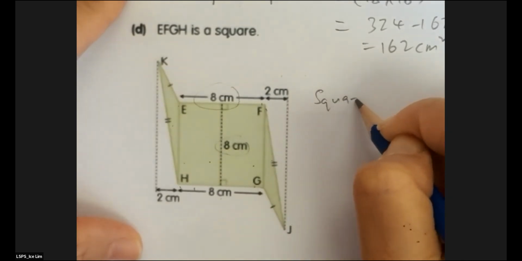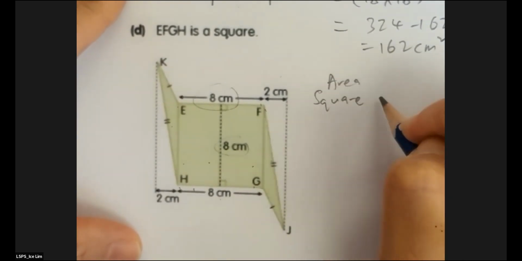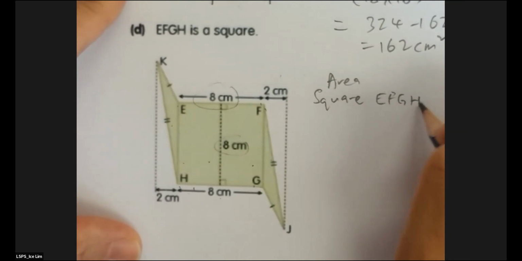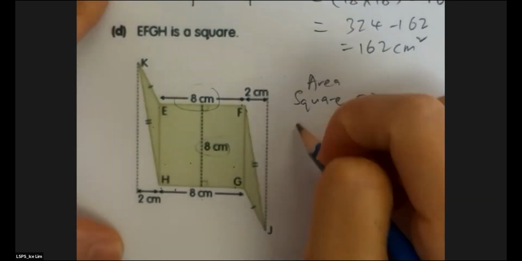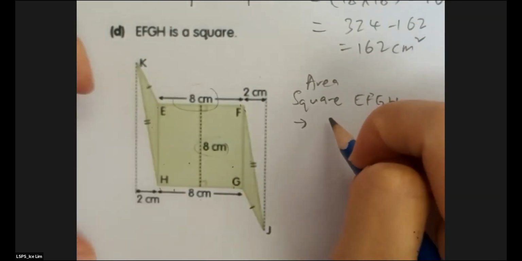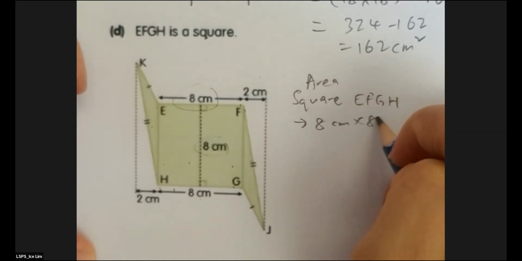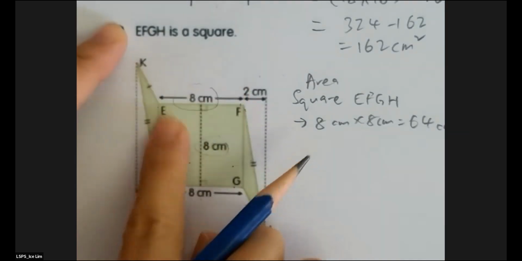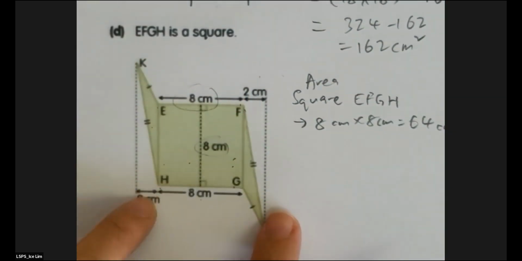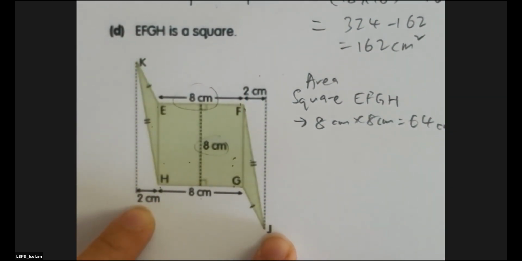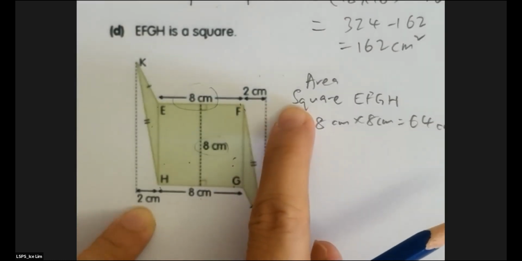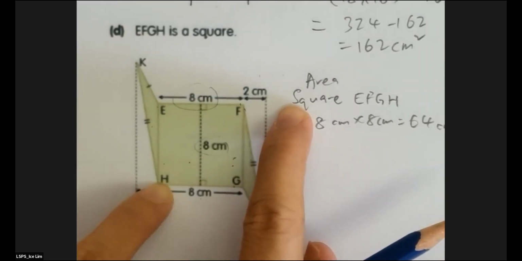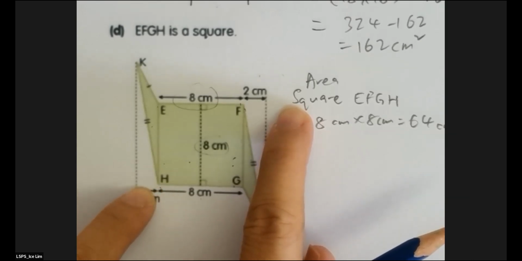The area of square EFGH will be 8 centimeters times 8 centimeters. That is 64 square centimeters. So I got this already. Now, these two triangles are the same. It's 2 centimeters in terms of the height. What is the base then?